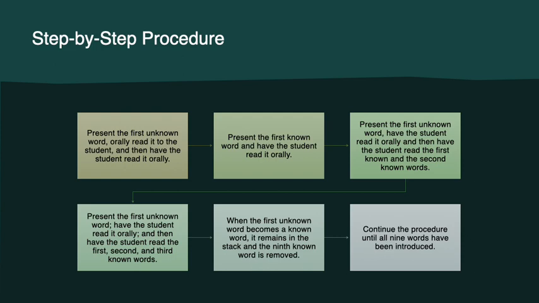The fourth step is to present the first unknown word, have the student read it orally, and then have the student read the first, second, and third known words. The fifth step is when the first unknown word becomes a known word, it remains in the stack, and the ninth known word is removed. The sixth step is to continue the procedure until all 9 words have been introduced.